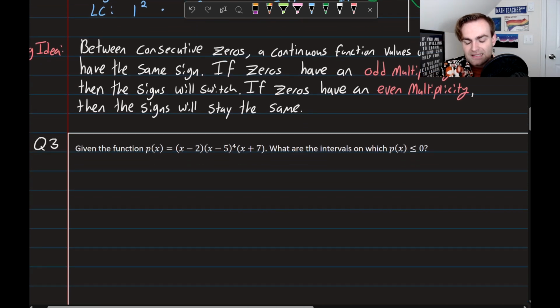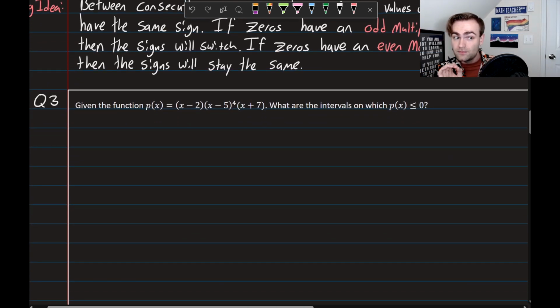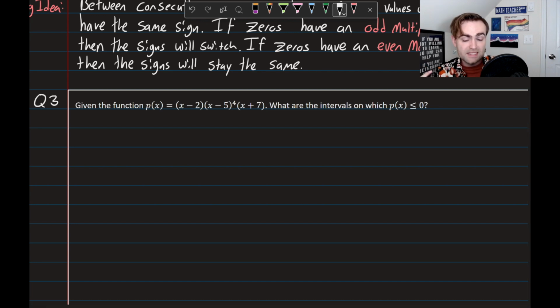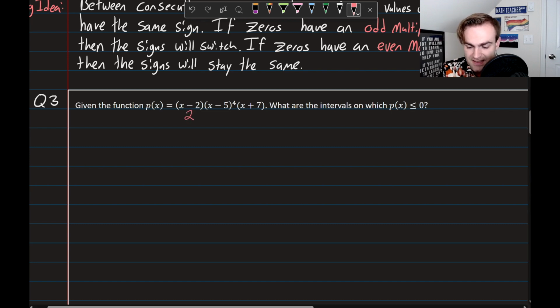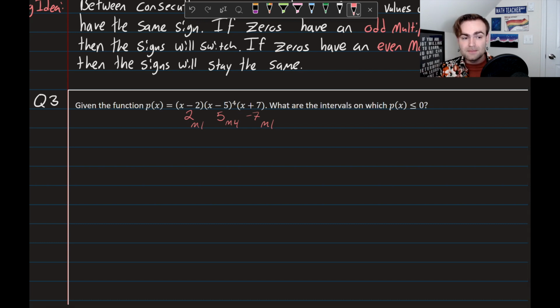So let's use that to help us save ourselves a little bit of work with this polynomial here. The first thing I like to do is identify what my zeros are and what their multiplicities are. I can see very nicely that this is a 0 at 2, this is a 0 at 5, and this is a 0 at -7. The oddball out is 5 because that has a multiplicity of 4. The others have multiplicity of 1. So that means what happens before 5 and what happens after 5 should have the same sign.